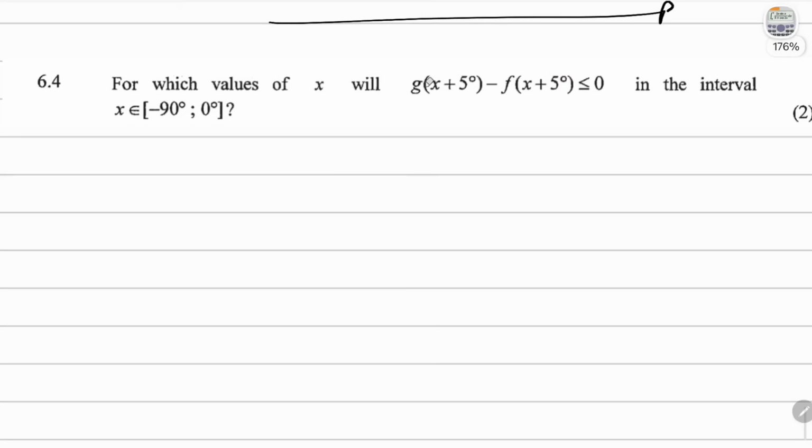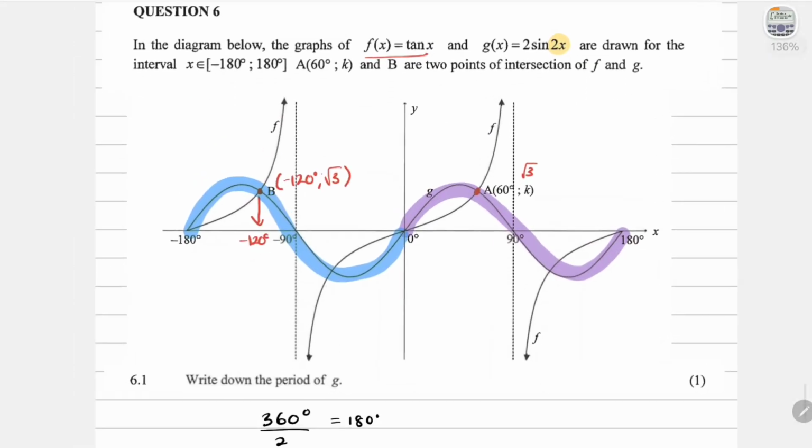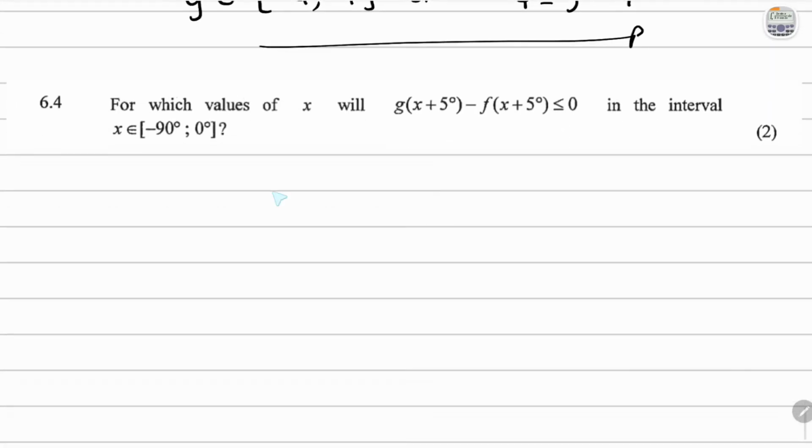First of all, let's take the inequality they gave us. They're saying g of x minus f of x must be less than or equal to 0. It would be complicated to think about it like that, trying to take g of x minus f of x and then seeing if that space is less than or equal to 0. So what we're going to do is rather take negative f of x plus 5 degrees over to make it positive. So what we have is g of x plus 5 degrees is less than or equal to f of x plus 5 degrees. Okay, so that looks simpler now.